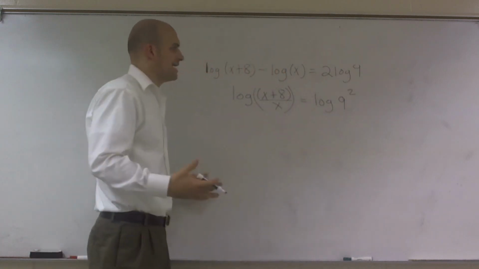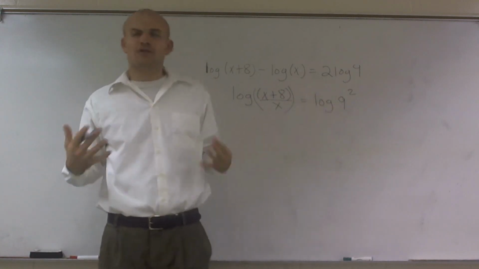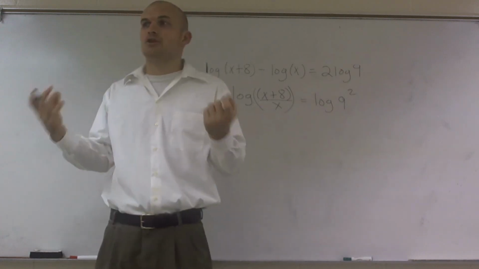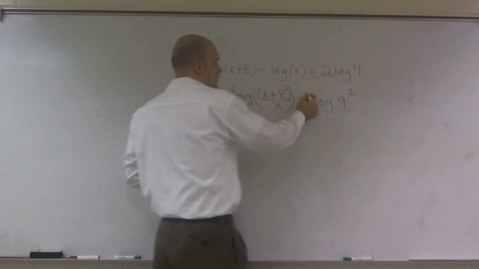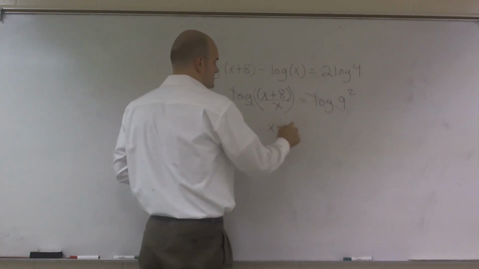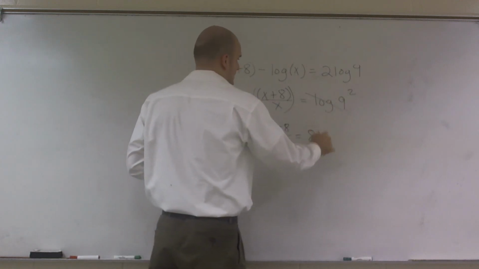So now we can use our one-to-one property. Whenever you have a log equal to a log, and that's one thing you always want to look at when you're solving logarithms, always see if you can get a log equal to a log or a power equal to a power. Because then you can use your one-to-one property to cancel them out. So now I have x plus 8 over x equals 9 squared, which is 81.